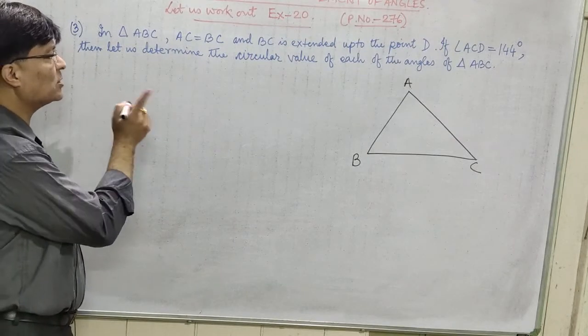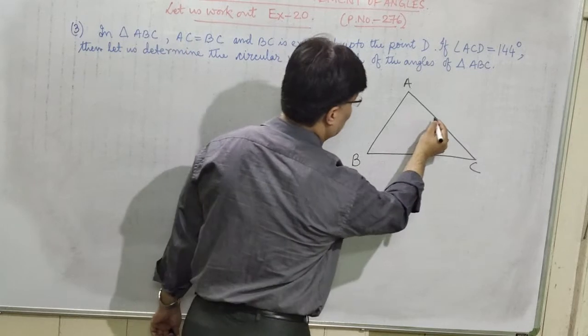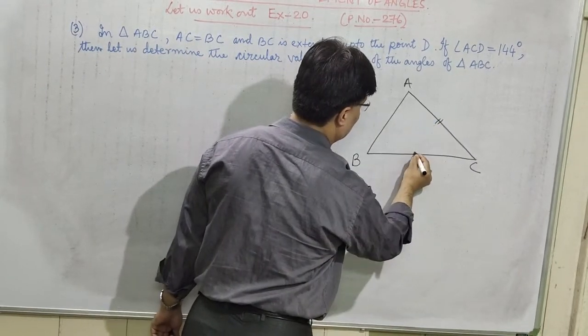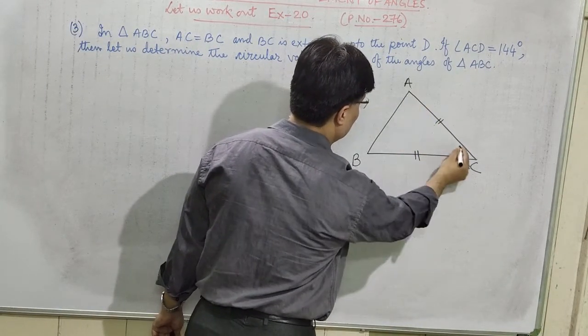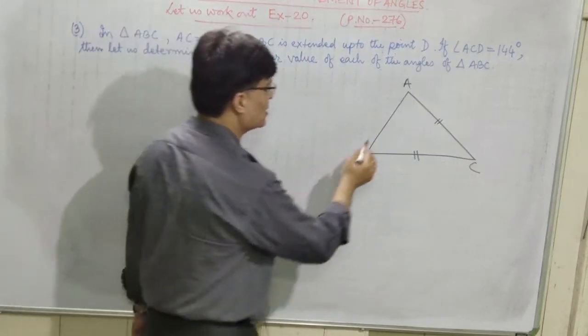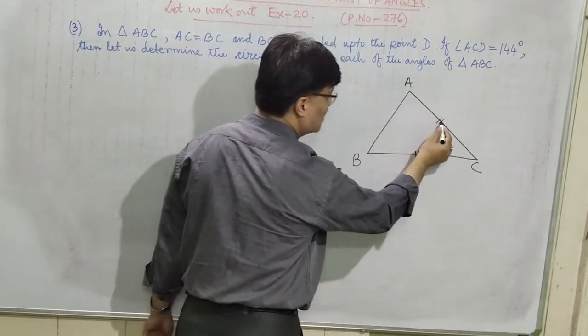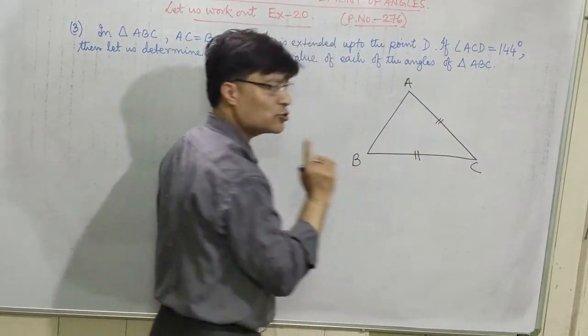Now in this case, the two sides are equal. Which two sides are equal? AC is equal to BC. This AC is equal to BC. Okay? So in this case, the two sides AC and BC are equal. That means it is an isosceles triangle.